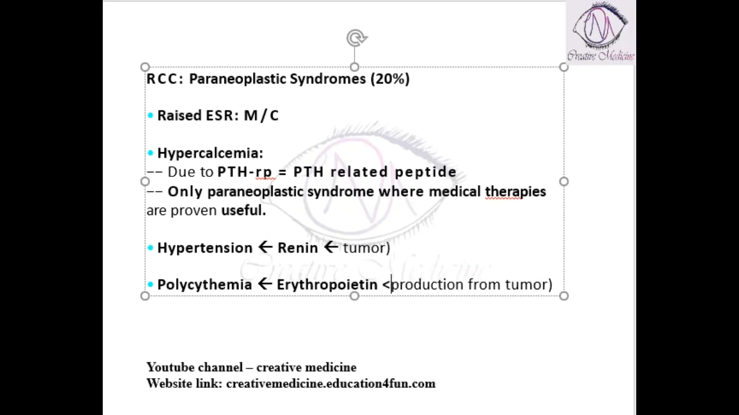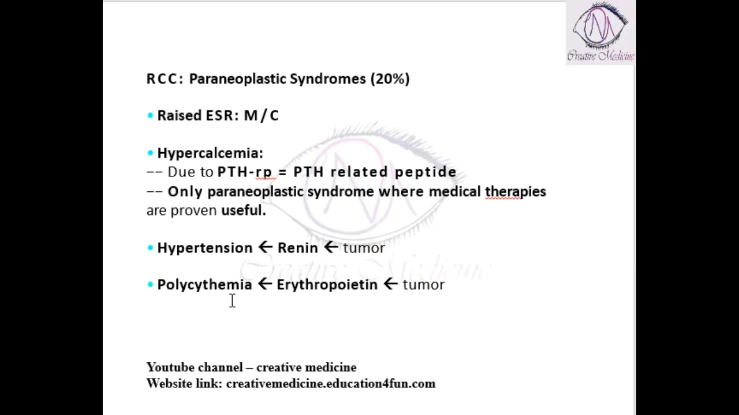Then the tumor also produces erythropoietin. This erythropoietin is produced by the renal cells. This erythropoietin will act on the bone marrow and increase RBC production, resulting in polycythemia.